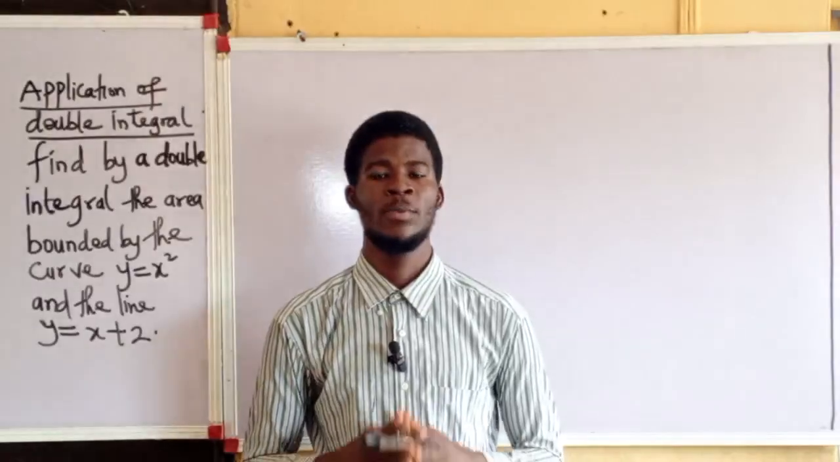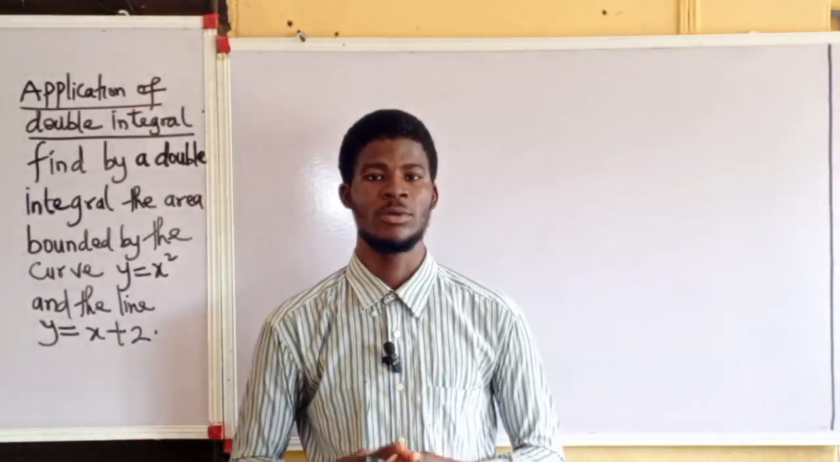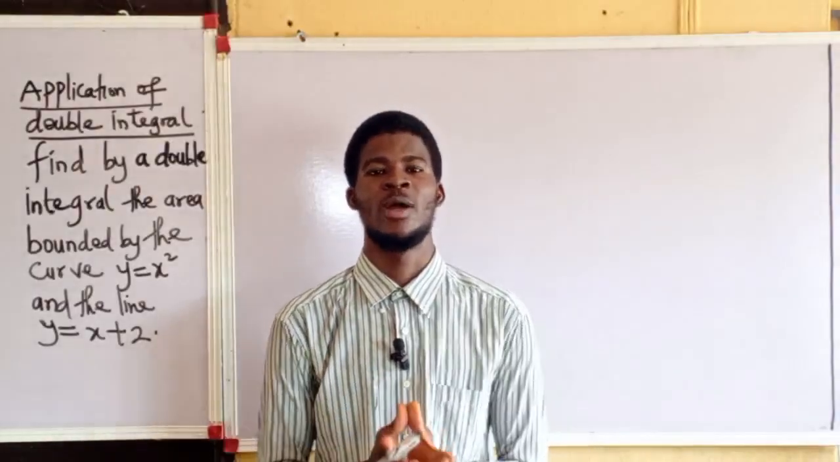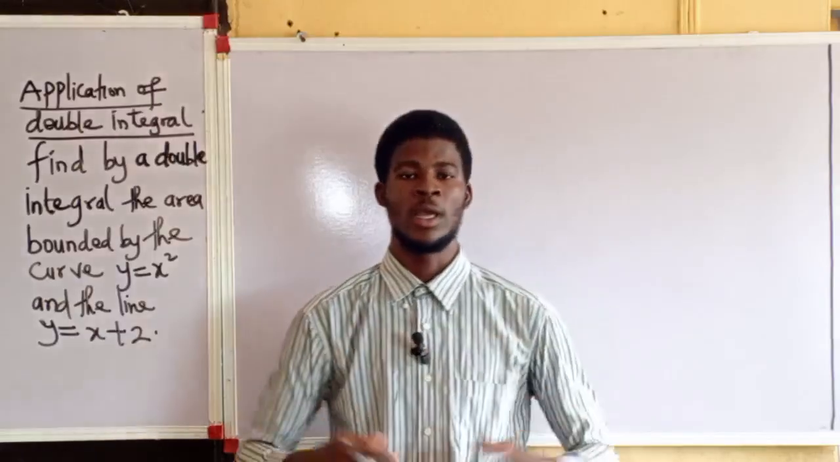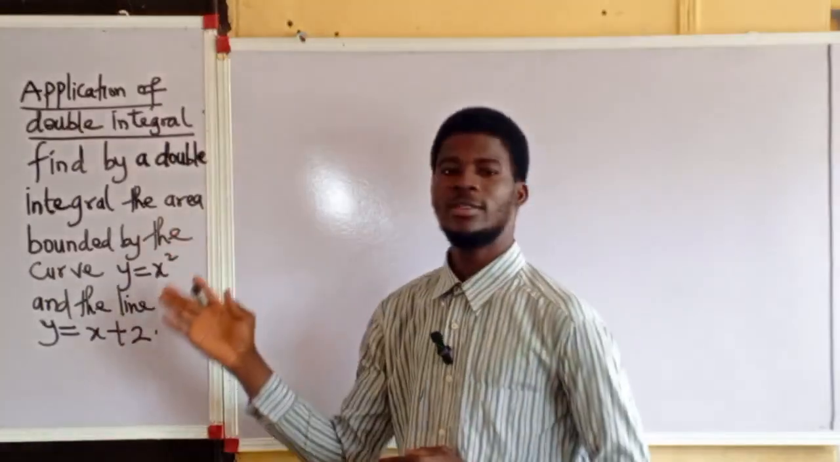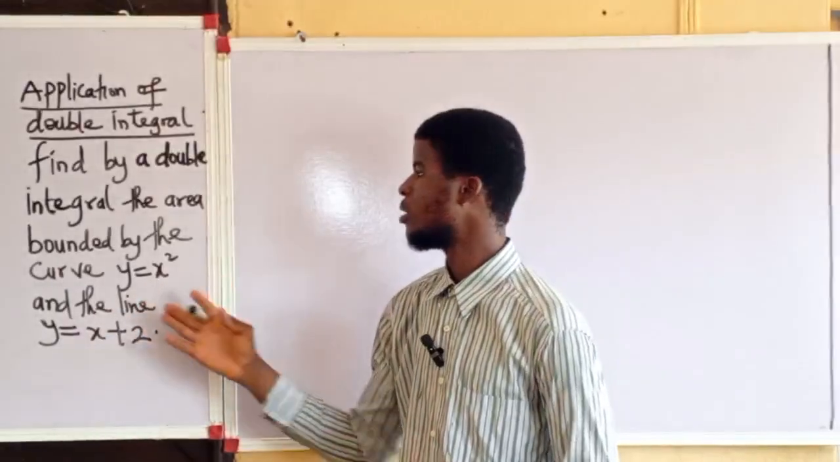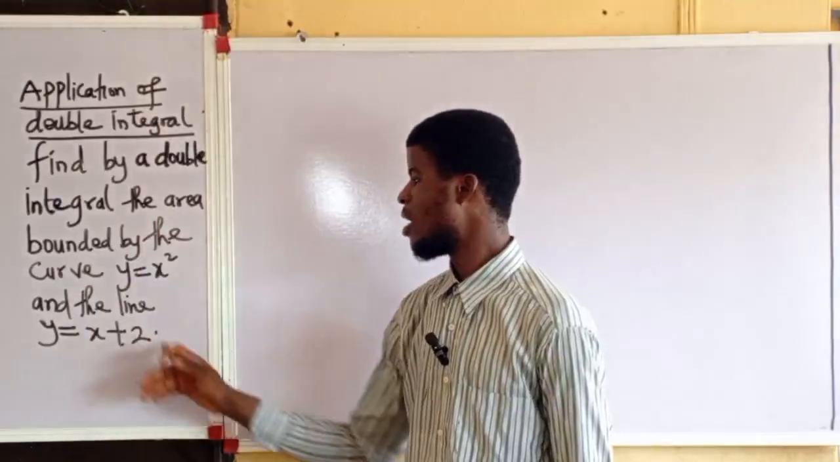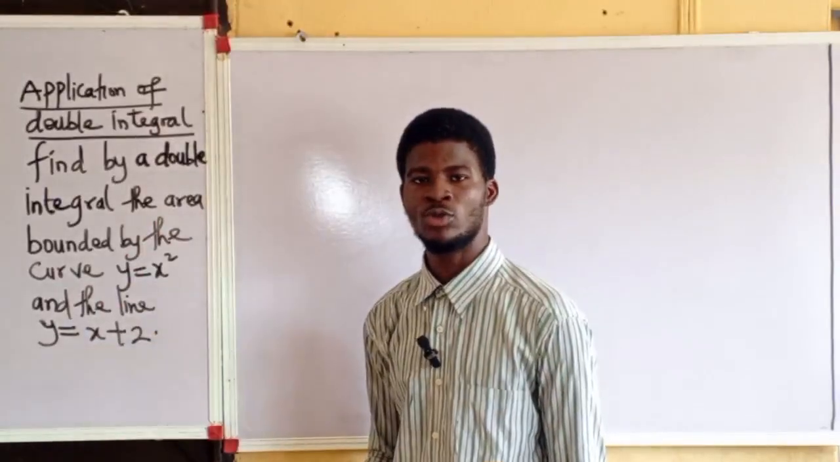In this video, we're going to talk about application of double integral. All right, how to use a double integral to determine the area between a curve and a straight line. We have a question on the board. It says, find by a double integral the area bounded by the curve y equal to x squared and the line y equal to x plus 2.